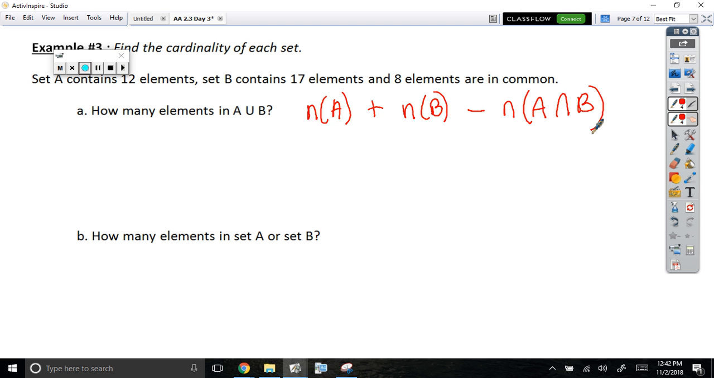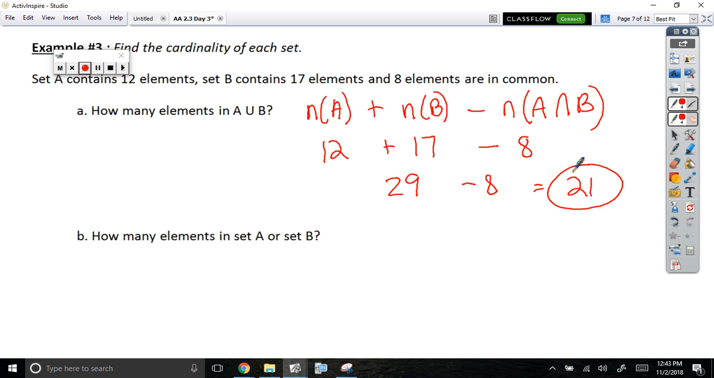So 12 in A plus 17 in B, and we'll subtract the 8 common, because you actually counted them in the 12 and you counted them in the 17. So we'll just add from left to right. We'll get 29 minus 8, 21 elements.